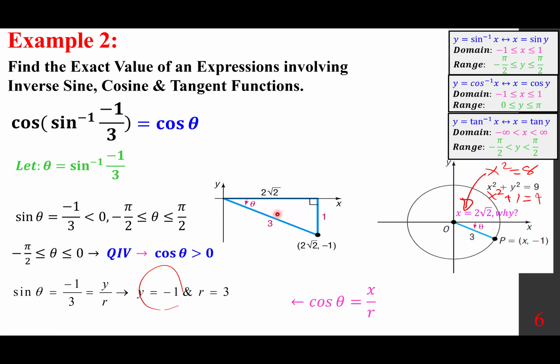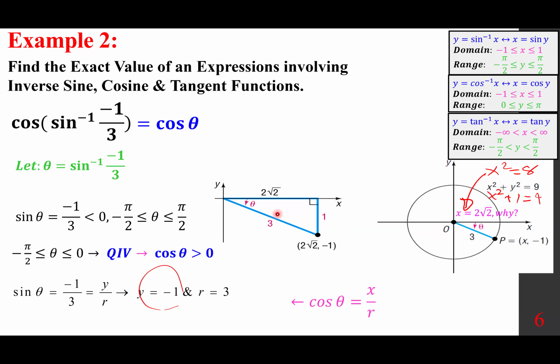Tan of theta is y over x: 2 square root of 2 over negative 1, which makes it negative 2 square root of 2. We can also go with the method of identities, using one of the Pythagorean identities: tan squared plus 1 is secant squared. And secant squared is 9.